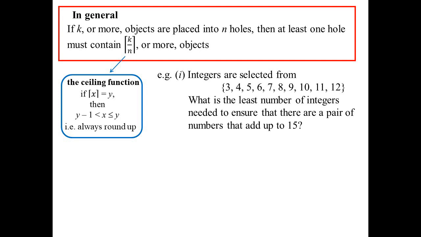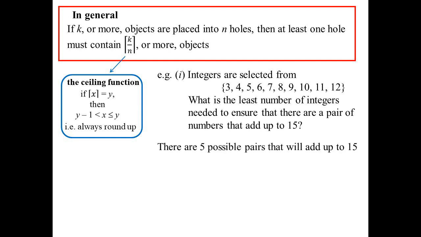And what on earth are we doing here? We've got this set of integers going from 3 to 12. We want to know the least number of integers needed to ensure that there will be a pair of numbers that add up to 15. So how many integers do I need to pull out there to guarantee that I've got 2 that add up to 15? You see, if I was to just pick 3 and 5, I can't guarantee I've got 2 integers that add up to 15. If I was to pick 3, 5 and 7, I still don't have 2 that add up. So what's the least number I need to pick to guarantee I can get a pair that adds up to 15? That's what this question's asking.